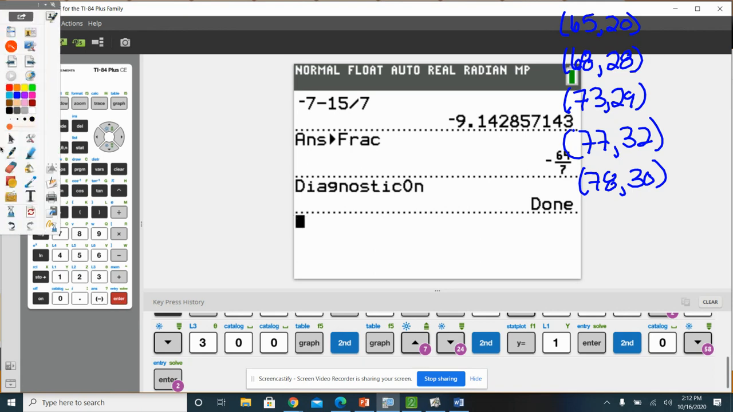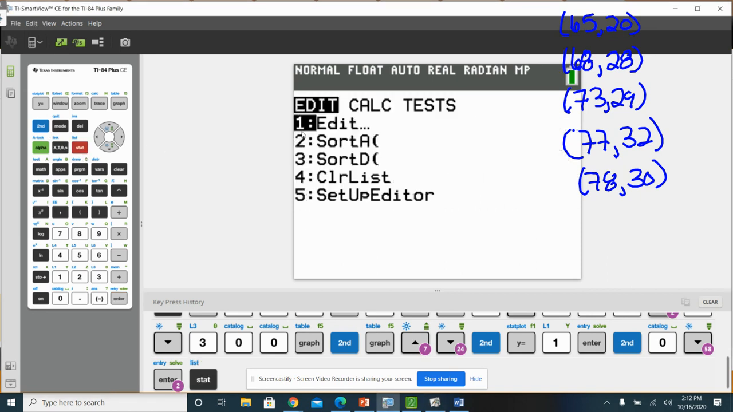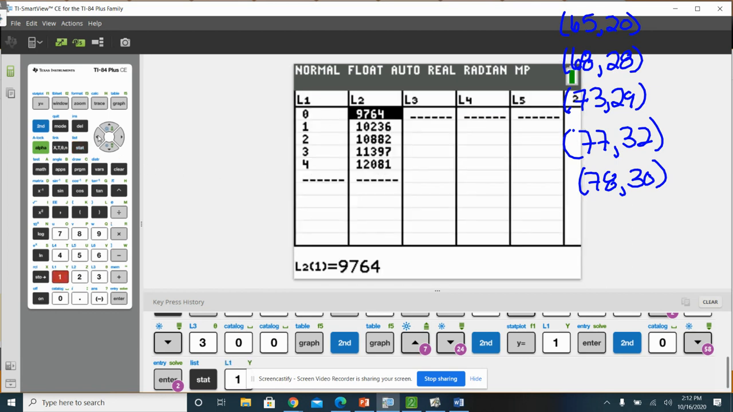Okay, so now that we're ready to graph, here's what we do. We're going to hit the button stat. This makes sense because we're talking about statistics. We will hit 1 for edit. So this basically looks like a table.